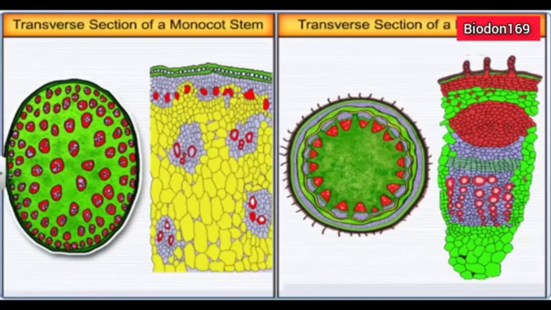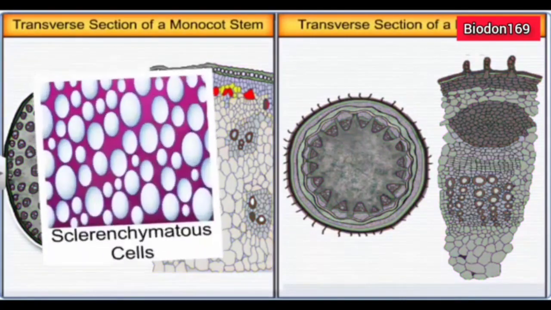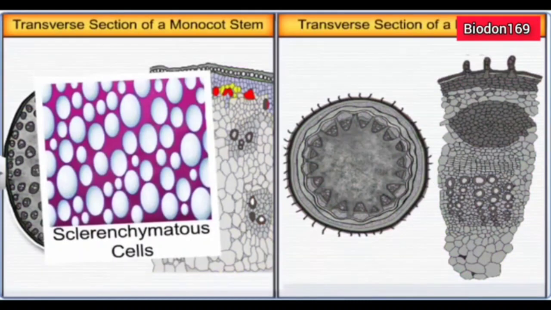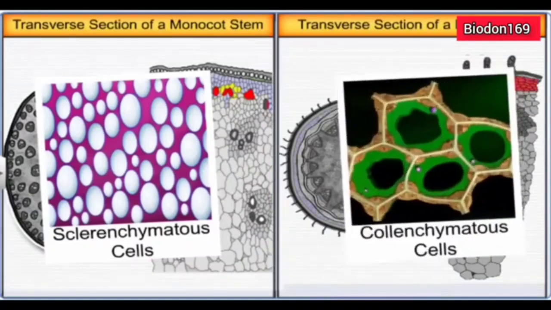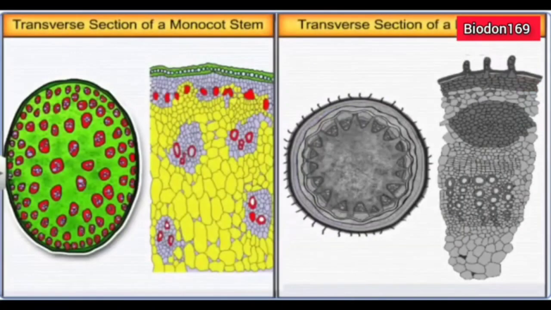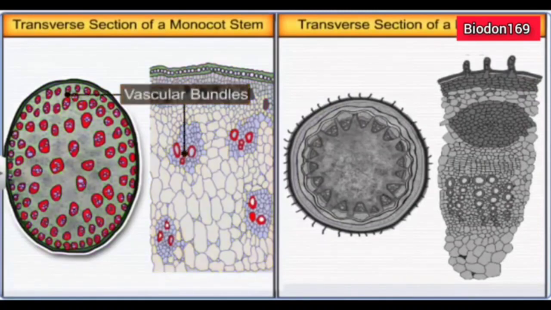In the monocot stem, the hypodermis is composed of sclerenchymatous cells, while in a dicot stem, it is composed of collenchymatous cells. The monocot stem has scattered vascular bundles, and their arrangement is conjoint and closed. Moreover, water-containing cavities are present within the vascular bundles.